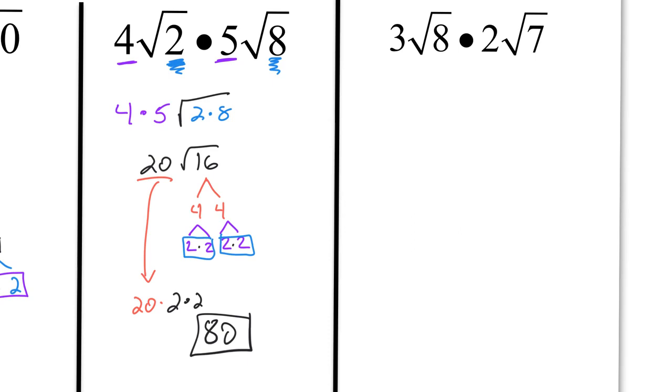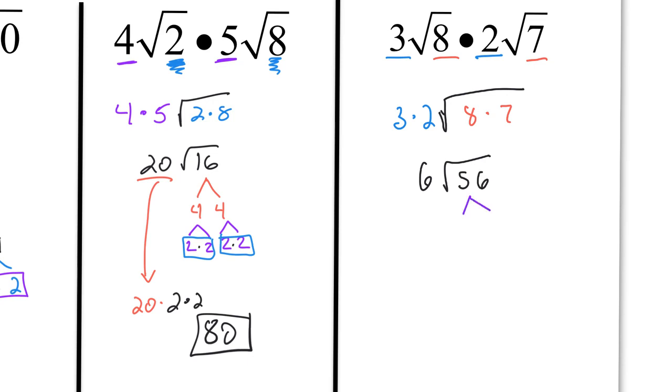The next one, you do the same thing. You multiply the numbers outside and the radicands. So I'm going to multiply the 3 and the 2 outside, 3 times 2. 8 times 7 inside, 8 times 7. So it's going to be 6, and inside we have 56. You guys break down the square root of 56. So 56, yeah, let's go back. 8 times 7, that's it.